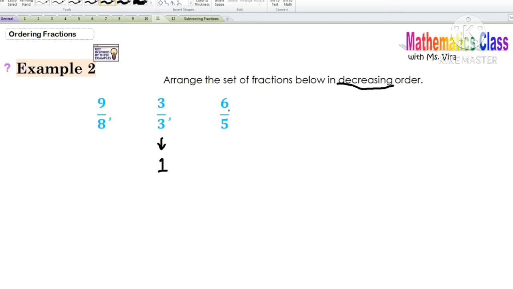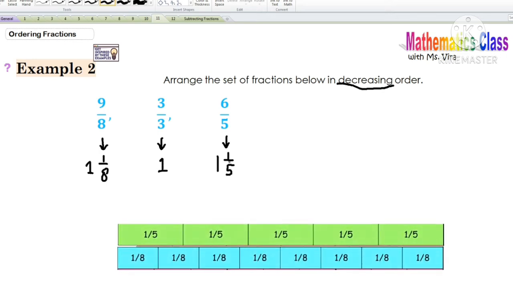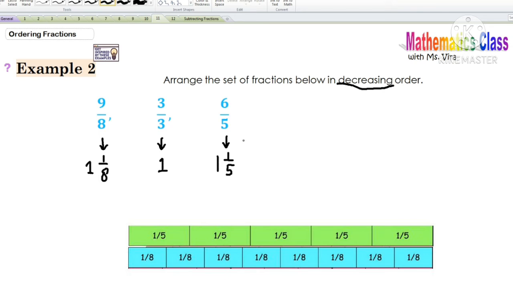Now to compare 9 eighths and 6 fifths, we are going to exchange those fractions into a mixed number. 9 over 8 becomes 1 whole, 1 eighth. 6 over 5 becomes 1 whole and 1 fifth. And it's clearly 1 fifth is bigger than 1 eighth.